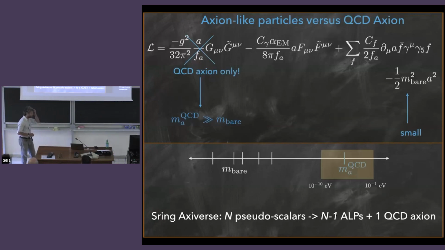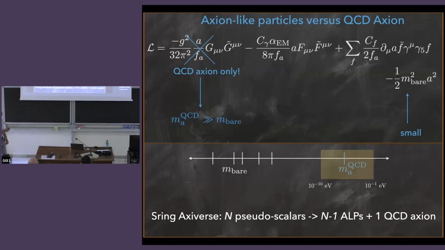So I want to distinguish between axion-like particles and the QCD axion, but these words mean different things to different people, so let me tell you what they mean to me. Let's imagine the scenario of the string axiverse. So what do we expect of the string axiverse? We expect some large number n of pseudoscalars, and I'll say more about this in the next few slides.